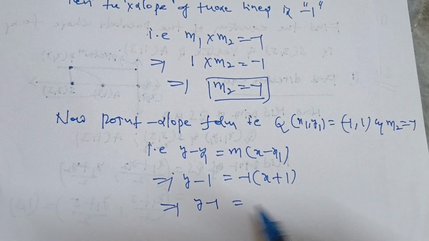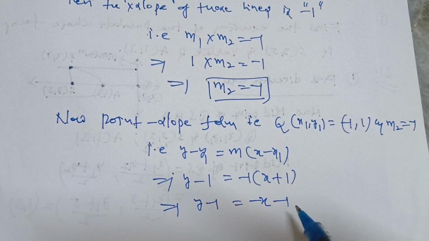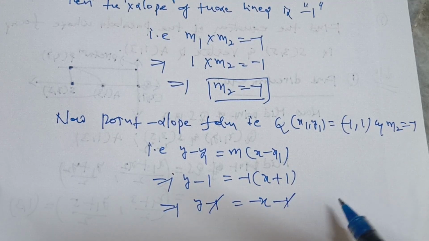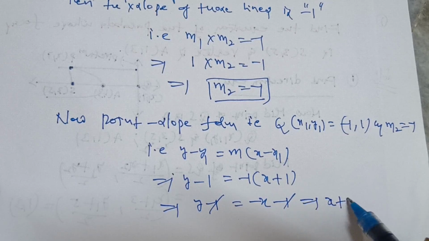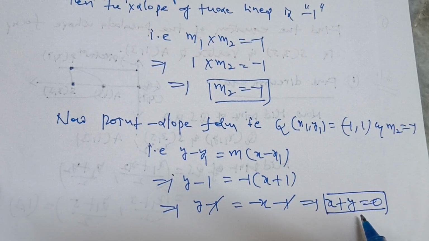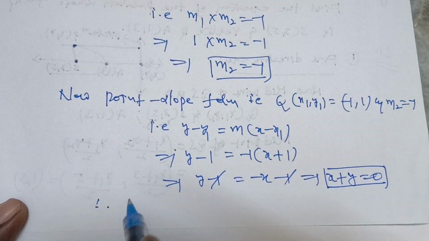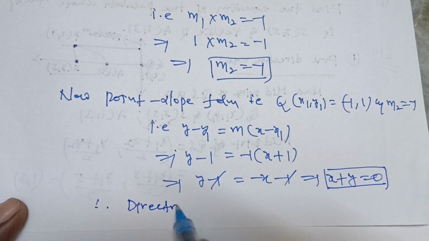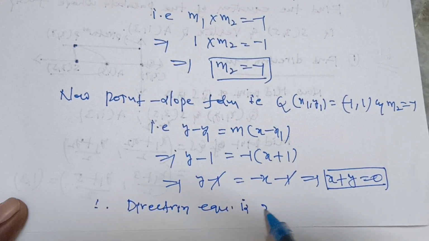So from this, y - 1 = -(x + 1). Here the minus 1 cancels, and we have x + y = 0. This is the directrix equation. Therefore, the directrix equation is x + y = 0.